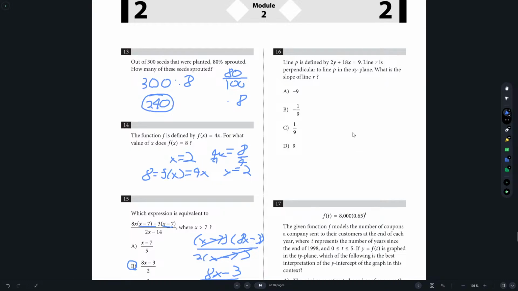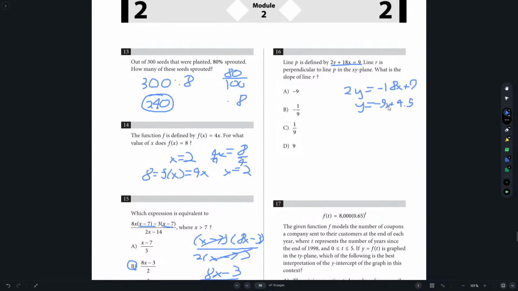Line P is defined by 2y plus 18x is equal to 9. Line R is perpendicular to line P in the xy plane. What is the slope of line R? So let's get the slope of this and then find the perpendicular line to it. So we have 2y is equal to negative 18x plus 9. We got y is equal to negative 9x plus 4.5.